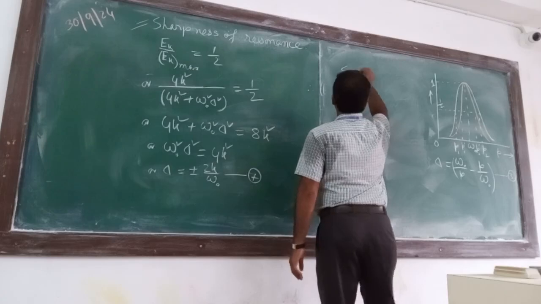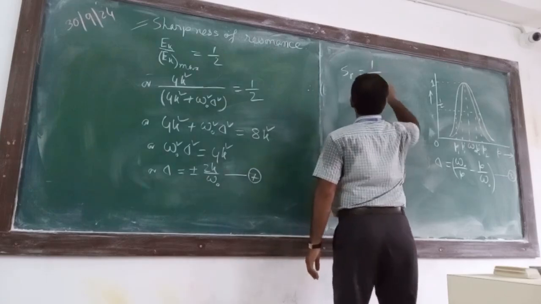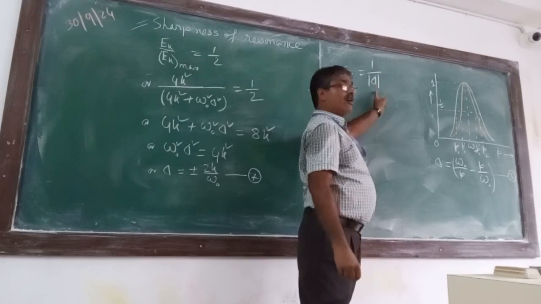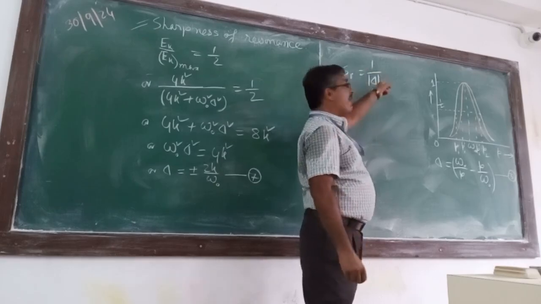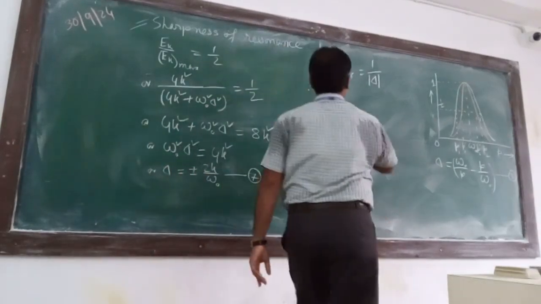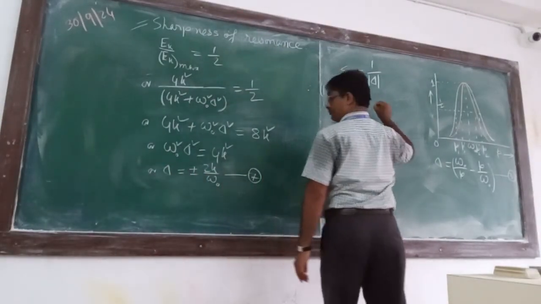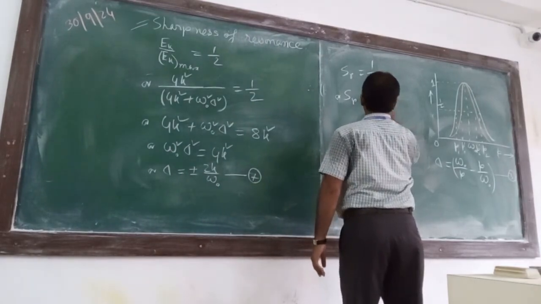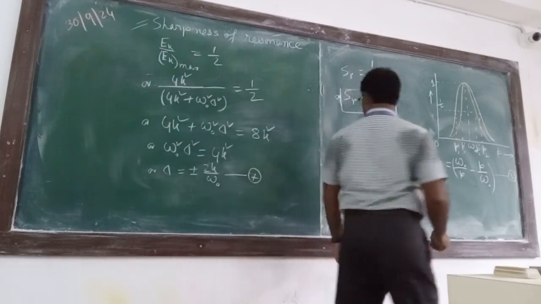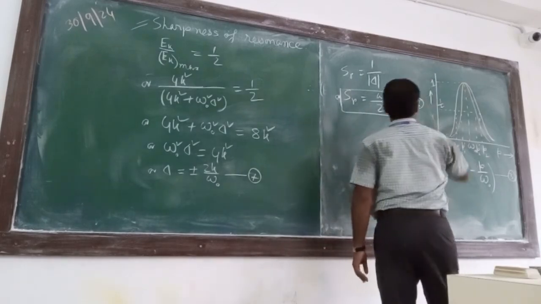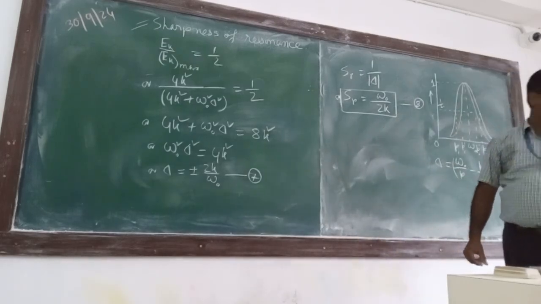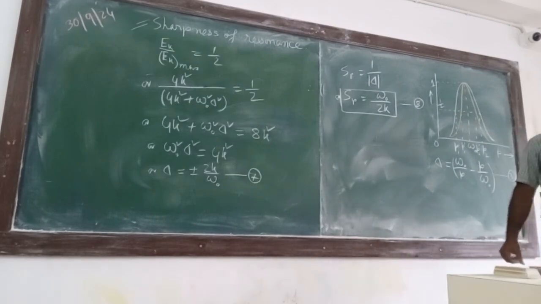The sharpness is 1 by the reciprocal of mod of del, that is SR equals to 1 by del. Why mod? Because there is the plus minus, so only we have to take the plus side. Or SR equals to omega naught by 2k. SR equals to omega naught by 2k. Equation number 8. So this is the sharpness of resonance.